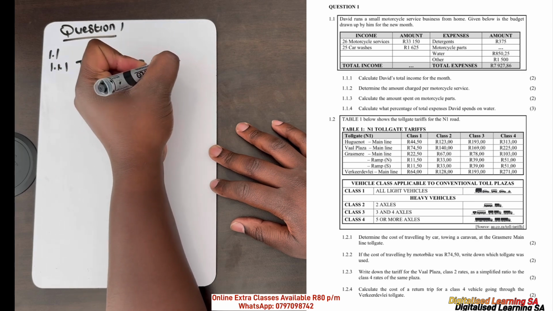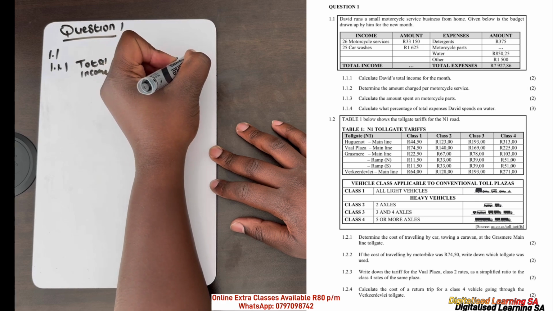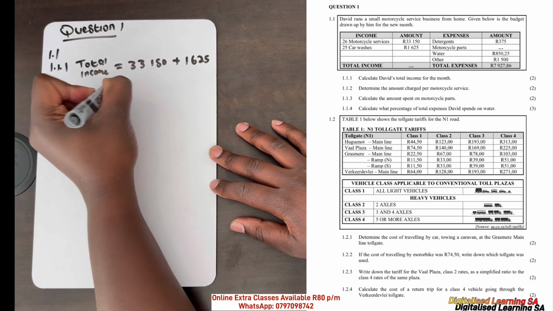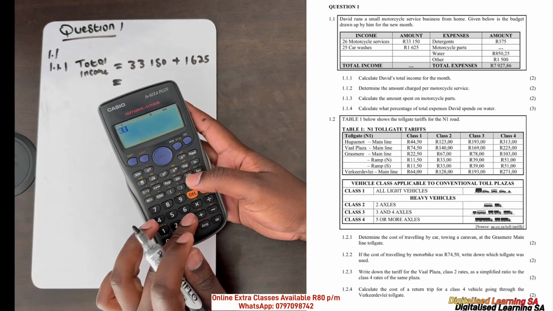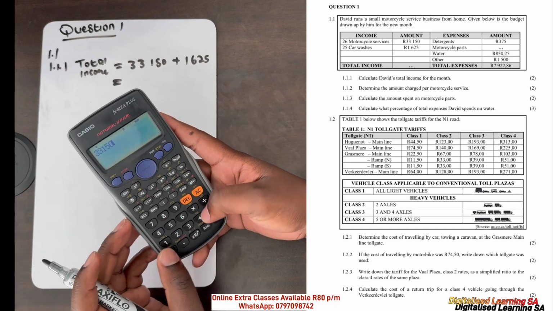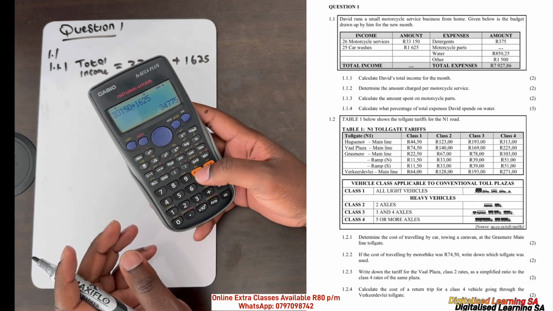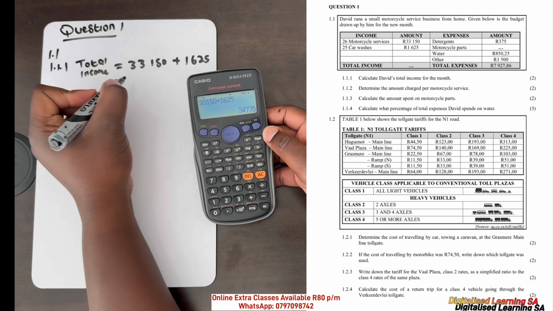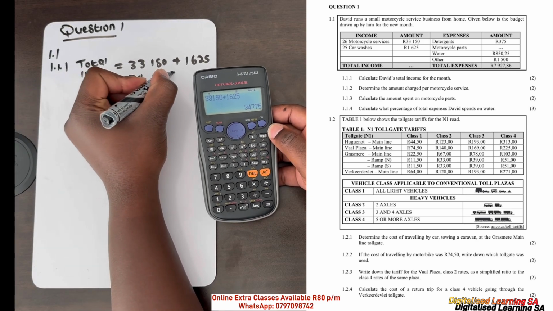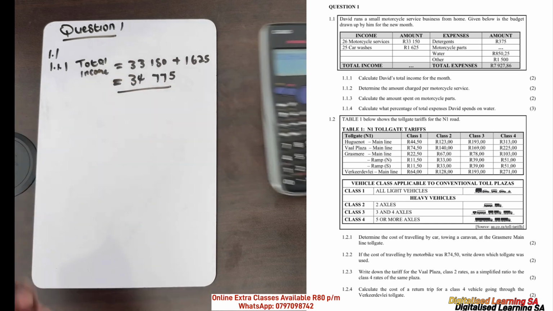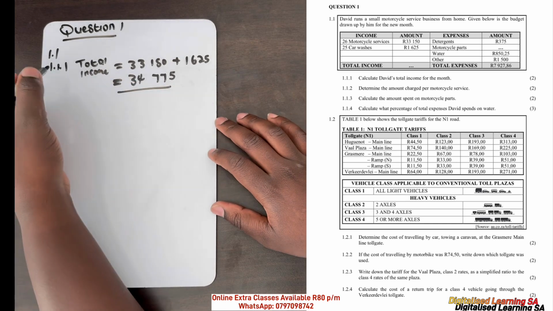33,150 plus 1,625. And then now we can be able to get our total income. So it will be 33,150 plus 1,625, and our total income will be 34,775. Okay, so now let's move to the next question, which is question 1.1.2.